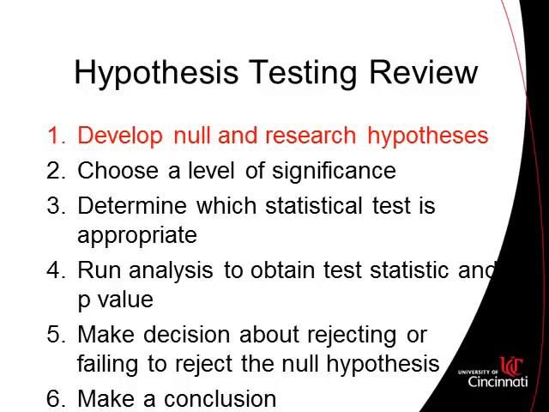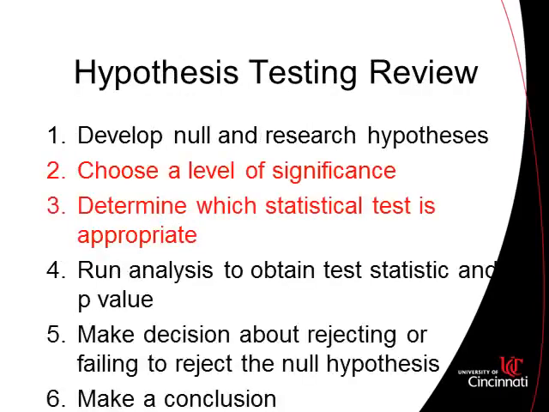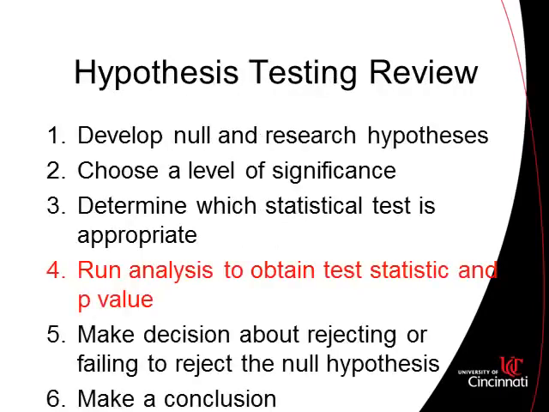So first we're going to develop our null and research hypotheses. These would be that education cannot predict income. That's our null hypothesis. And our research hypothesis is that education can predict income. And choosing our level of significance and what statistical tests to use. We're going to choose a level of significance of 0.05, and we're doing a simple linear regression. And then we run the test and obtain our statistics from SPSS.